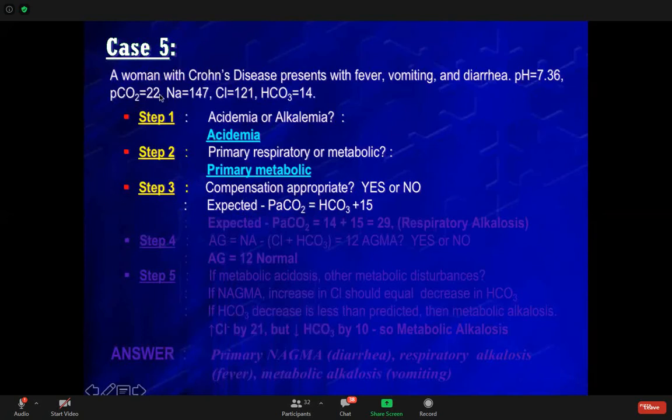لأن if it's appropriate ال CO2 المفروض يطلع كم؟ يصير 29. طيب هنا كم الرقم هنا؟ 22 نازل. It's not appropriate compensation. فمعناه أن عنده another disorder. So عنده respiratory alkalosis. Respiratory. Okay. So show your step 4.